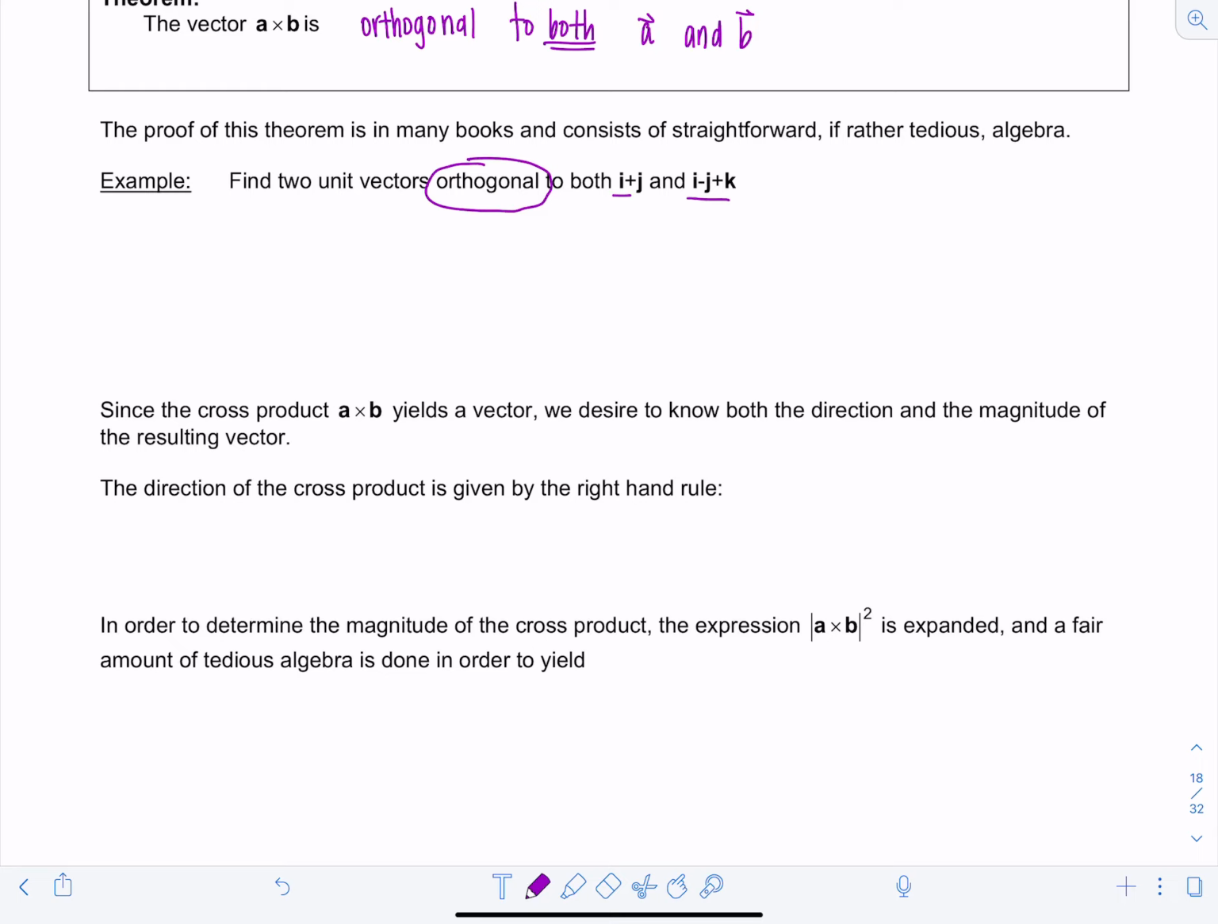So i hat plus j hat, that's 1, 1, 0. i hat minus j hat plus k hat, that's going to be 1, negative 1, 1. We're going to take their cross product, okay? And see if you can do it in your head. If you want, you can write out an i hat and a j hat and a k hat, but you can just imagine it, all right? So you're crossing out that first column and row. What's the determinant of the 2 by 2 that's left over? It's just going to be 1.